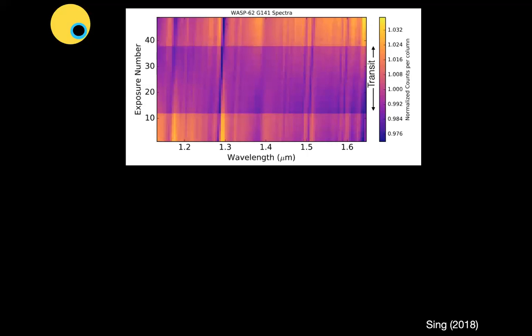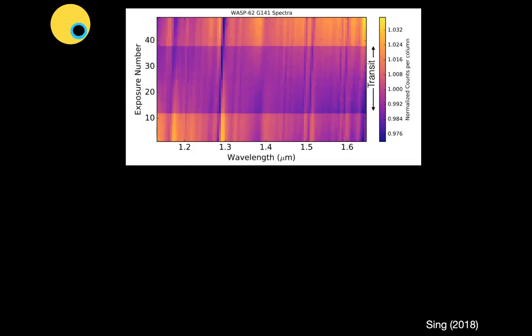And to visualize the overall data quality of this visit, I've got a figure from a review paper by David Singh. And so here is a time series spectral pixel map for the WFC3 observations of WASP-62 that were taken with the G141 grism. Plotted here, we have the normalized count level at each pixel in the spectra versus the time during the transit observation.